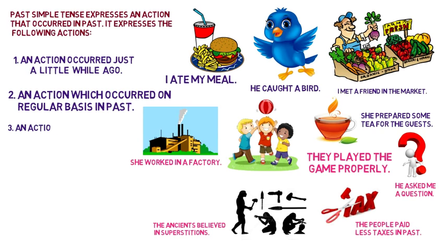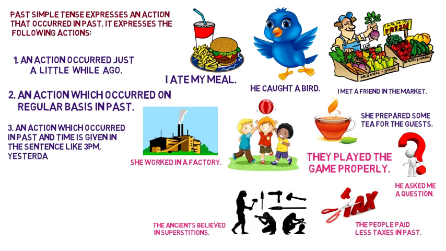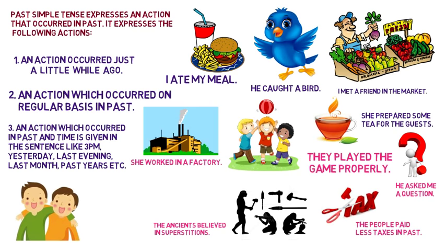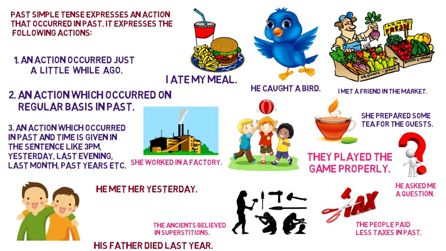An action which occurred in the past and the time is given in the sentence, like 3 p.m., 10 a.m., yesterday, last night, last evening, last month, last year, or past years, etc. For example, he met her yesterday. His father died last year.